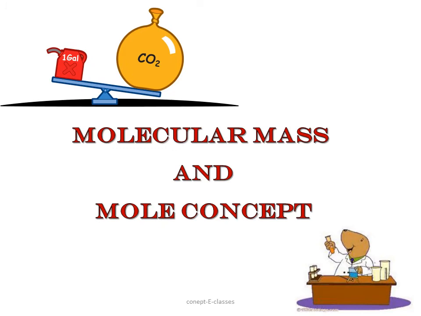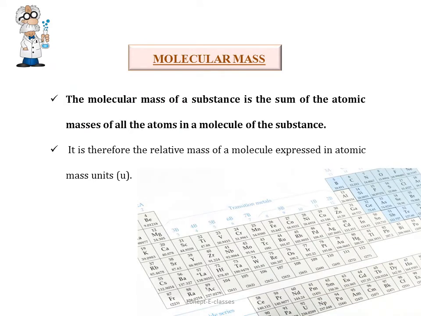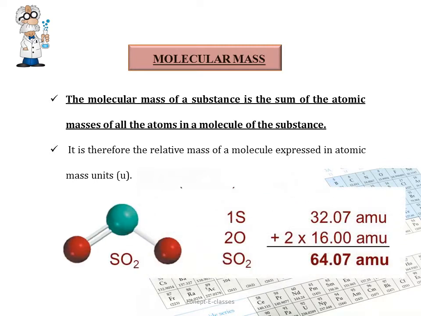Now let's see about the molecular mass and the mole concept. What is molecular mass? The molecular mass of a substance is the sum of the atomic masses of all the atoms in a molecule of the substance. Just like atomic mass is the mass of an atom, molecular mass is the mass of a given molecule, which is equal to the sum of the masses of all the atoms contained in that molecule. Say, for example, sulfur dioxide.